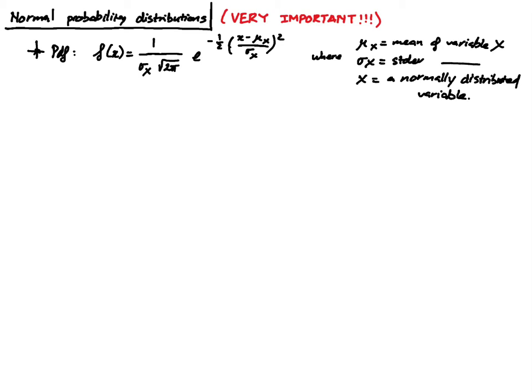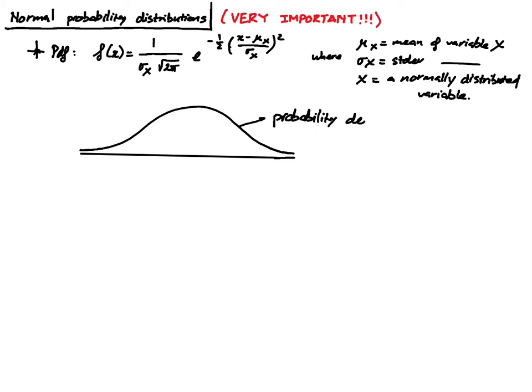Now we know that if we plot the PDF, we get the probability density curve, right? So let's go ahead and do that. This is a very complicated function to plot, but if you can plot it, it produces something that looks like this. So this is the probability density curve of a normal variable.